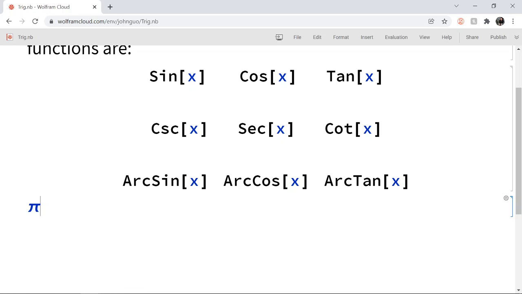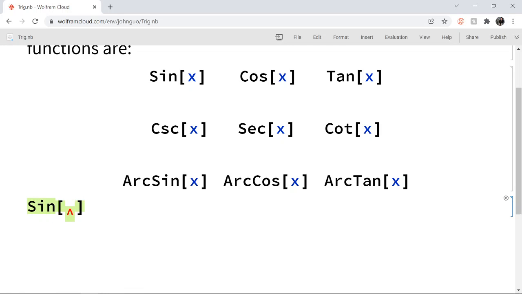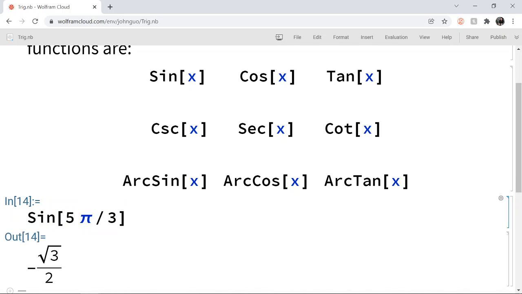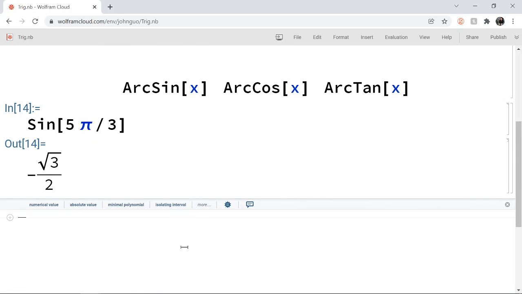So now let's use this to evaluate trigonometric functions at angles in radians. Let's start with sine of 5 pi over 3. So 5, escape, p, escape for pi, and then I'm going to divide this by 3. This gives us negative square root of 3 over 2.